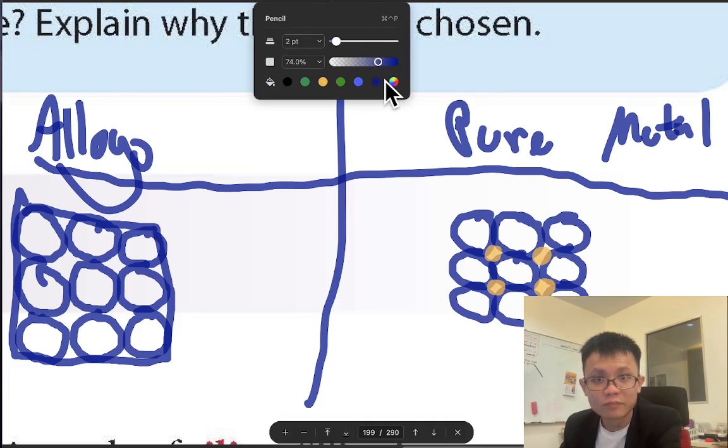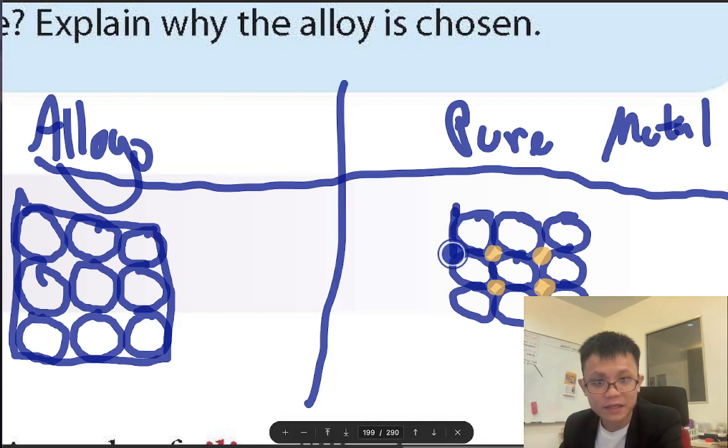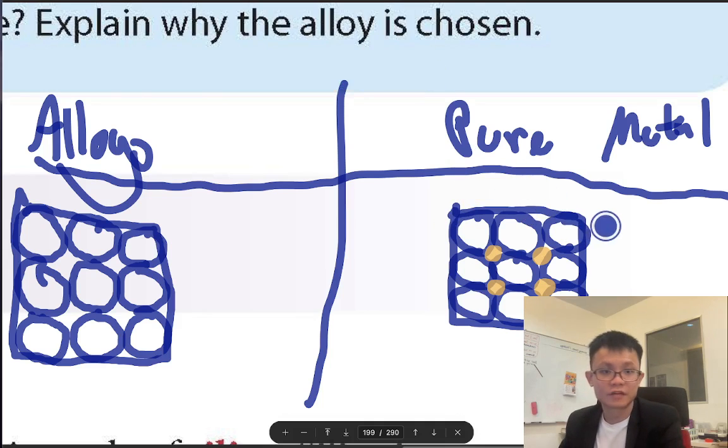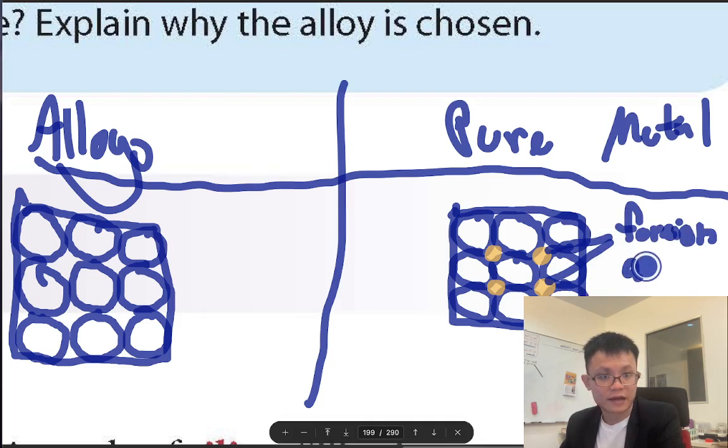The keyword is don't make it a half circle. The keyword is make it like a full circle. Make sure it touch one another properly. After that, we label it. So we say this as a fluorine atom. Okay, fluorine atom. This one you can label it. You can say this as an atom, for example, atom. It's good to label it, atom.